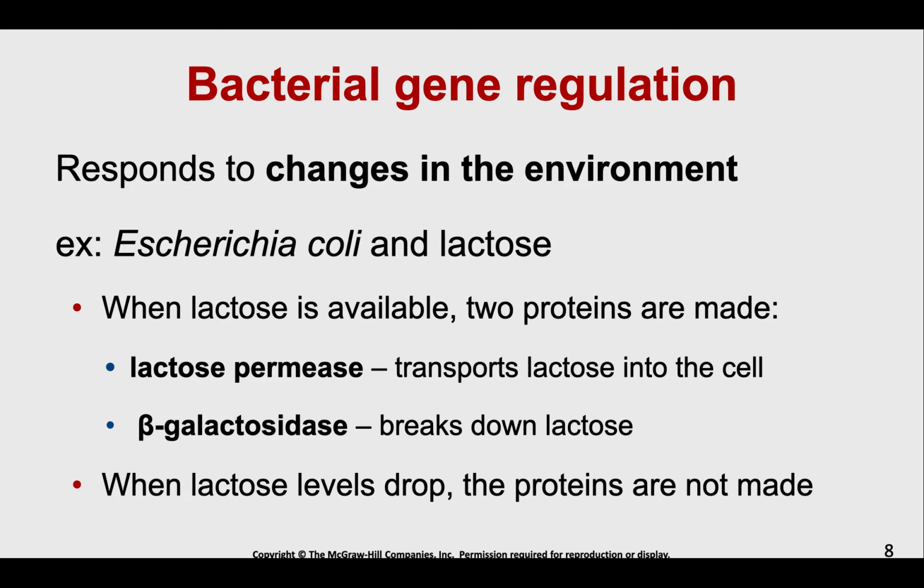All right, so the example that I'm going to give for epigenetics, and how the environment can affect our level of gene expression, is looking at the bacteria E. coli and lactose. When lactose is available in its environment, E. coli is going to make two proteins, lactose permease and beta-galactosidase. One is going to transport lactose into the cell. One is going to break down the lactose. Now when lactose levels drop, these proteins are not going to be made, or they'll start to degenerate.